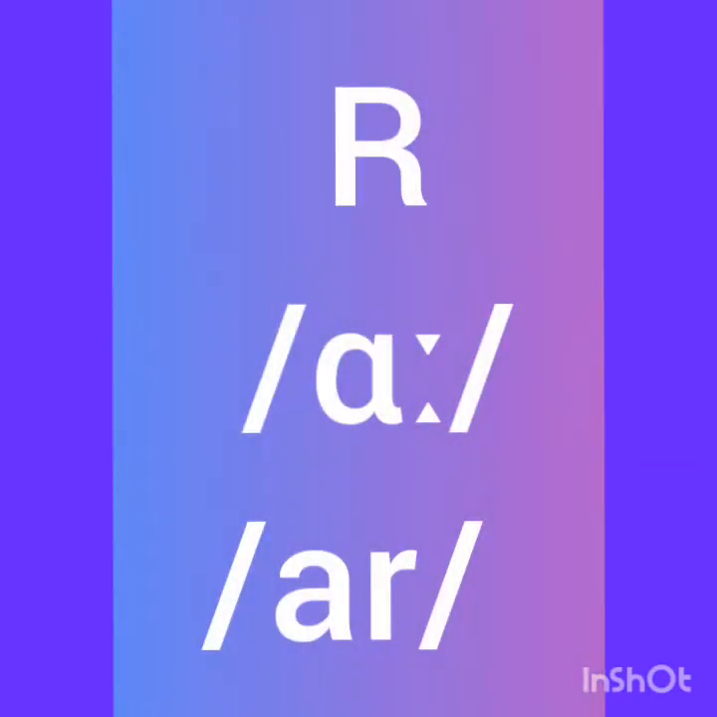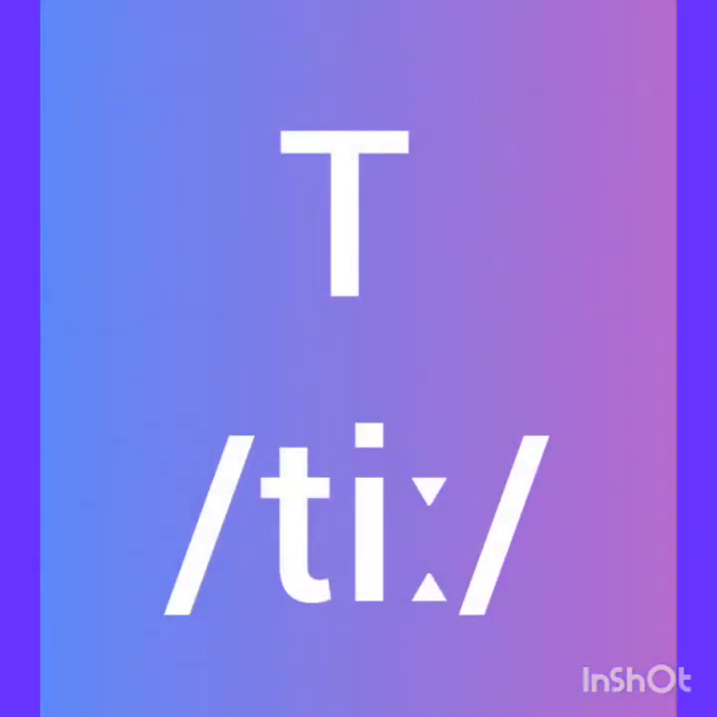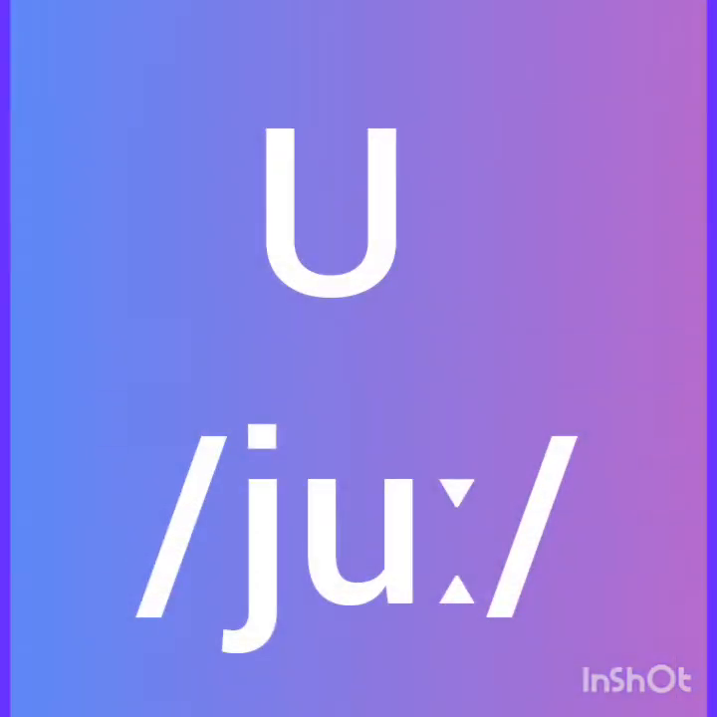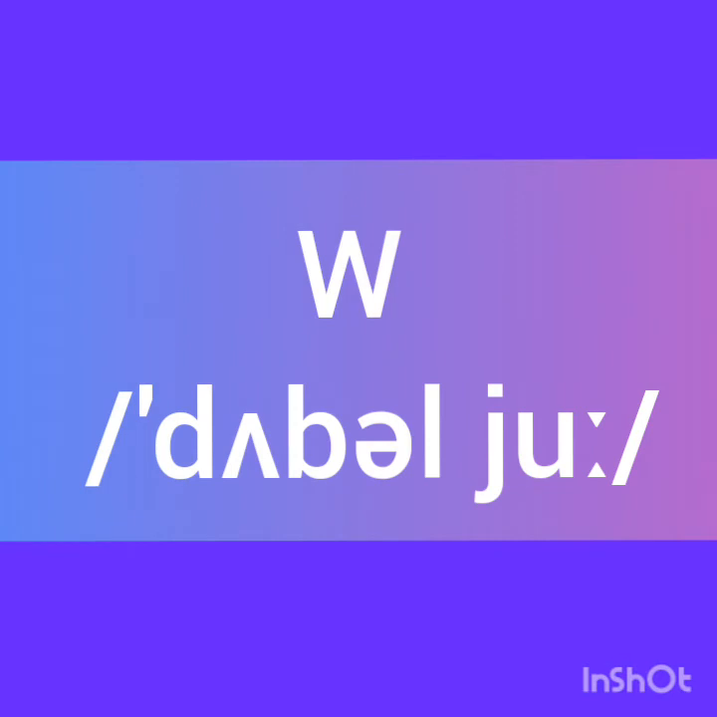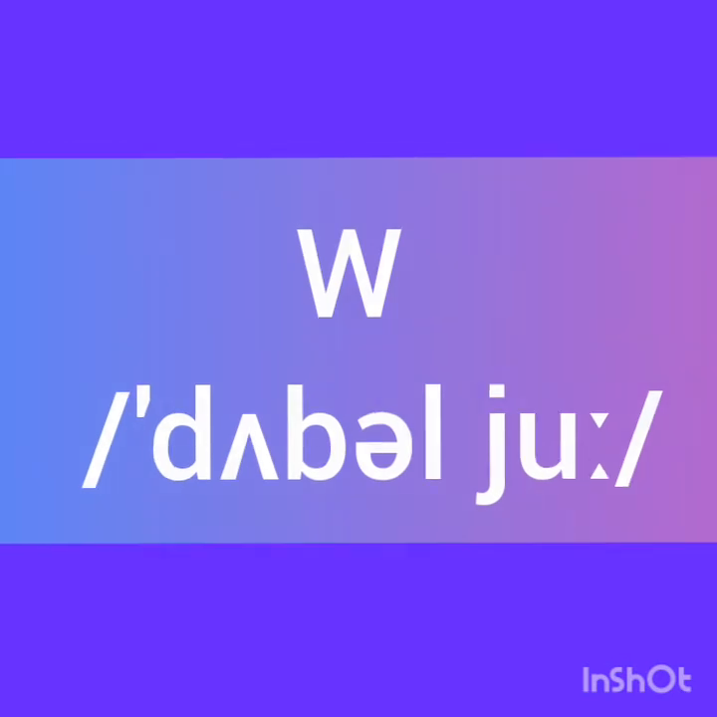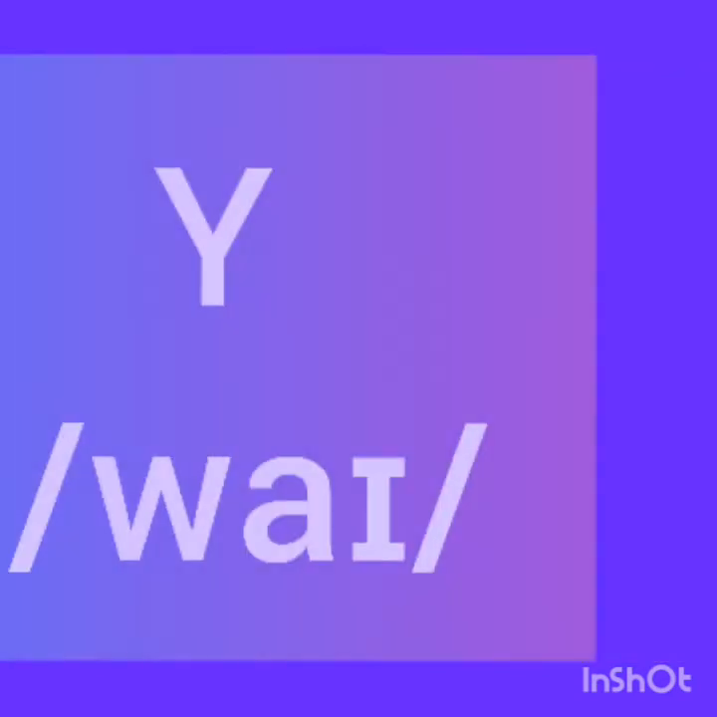R, with a long A, R. This is in British, but in American we say R. S, T, U, V, W, X, Y.